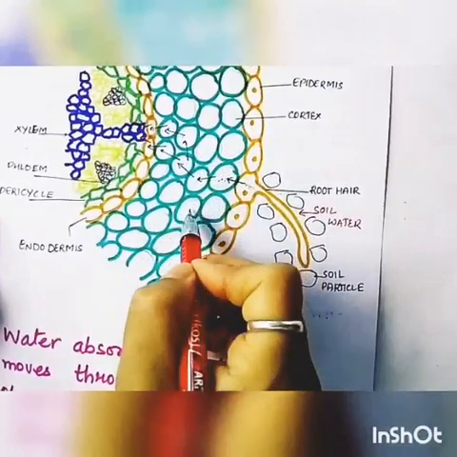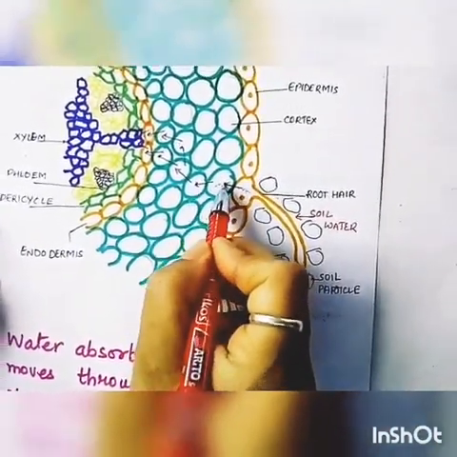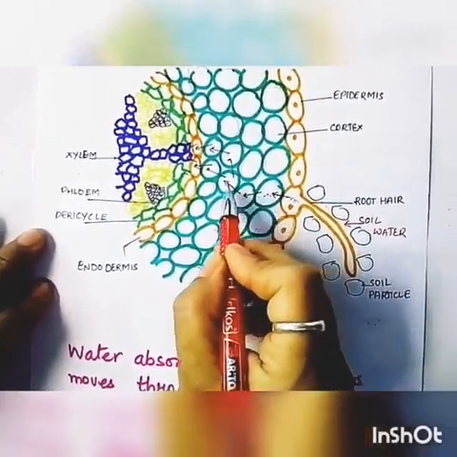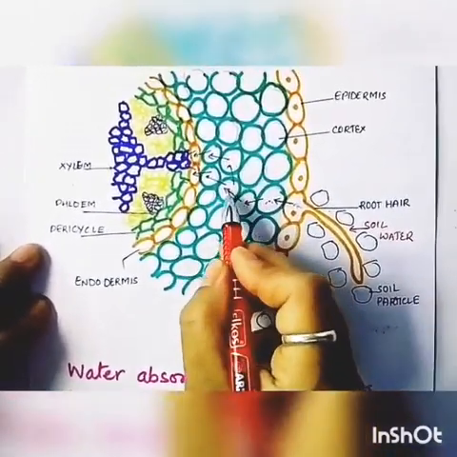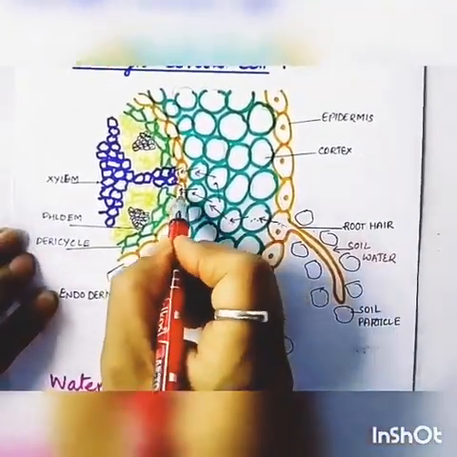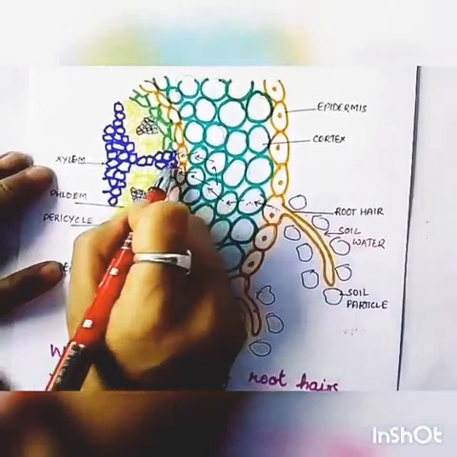Now these are the water deficient cells. So they absorb water, they take water from these cells, and again these cells become water sufficient, and they are water deficient. Again water is absorbed into the cell. Like this it went to the endodermis, and from the endodermis it is absorbed into the xylem vessel.